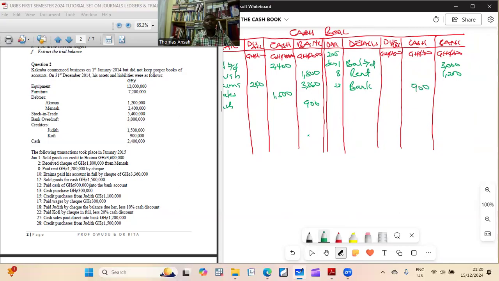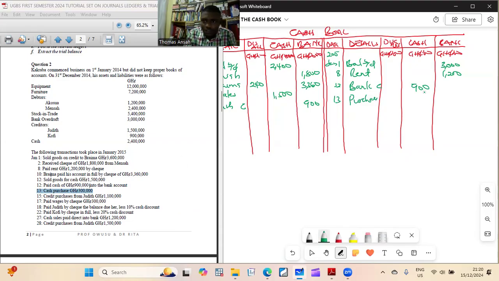So you just have to be careful. Now this one, you don't need to go and open any other account. This is what we call a contra entry, right? So like a folio, a contra entry. That is it. Then we have credit cash purchases. So good. This one is calling us to make a purchases account, right? So 13th. So we have purchases.